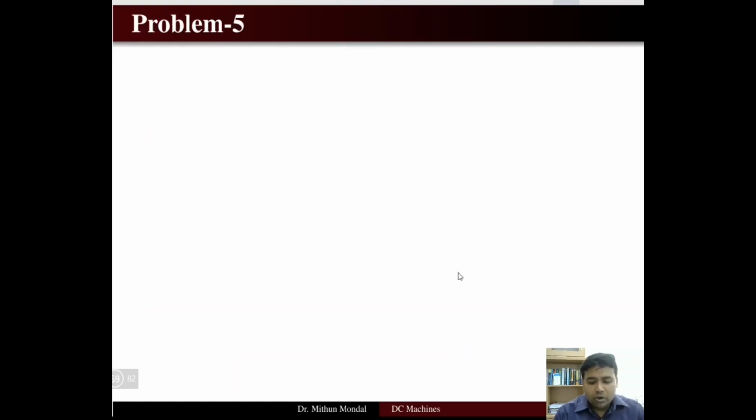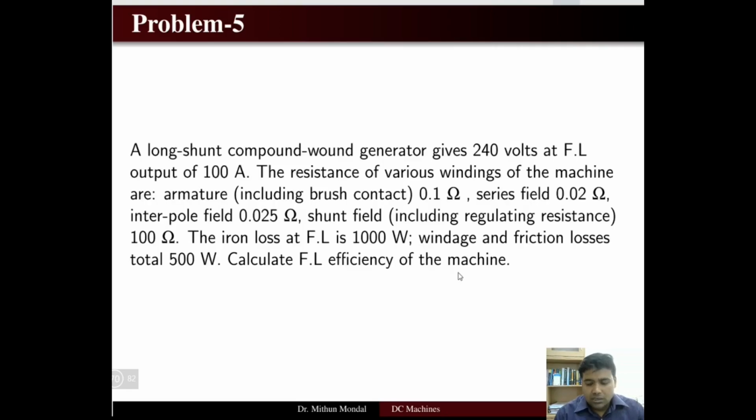So we will solve problem number 5. Now in problem number 5 you have a long shunt compound wound generator. So direct information is given, long shunt. So a long shunt machine is there. So obviously you will be given the information of the shunt as well as the series field winding. Now it is giving 240 volt at full output of 100 ampere. So this means that 240 volt is the load voltage and the current 100 ampere is the load current.